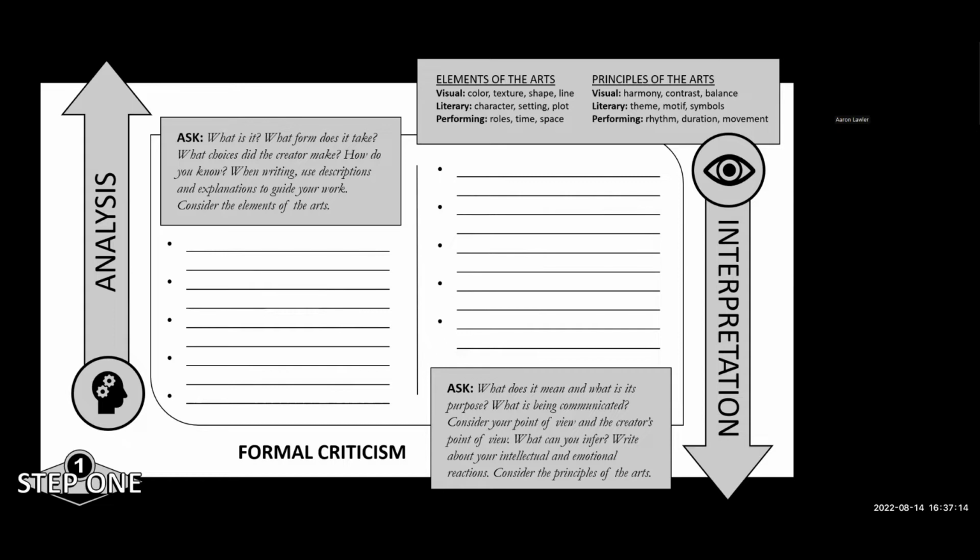And here you could consider the principles of the arts, right? So principles are things like harmony, contrast, and balance in terms of the visual, themes, motifs, and symbols in terms of literary, and rhythm, duration, and movement in terms of performing. Now, certainly there is some overlap here, right? Sometimes there are symbols embedded in the visual or performing. Sometimes there's movement, rhythm that can be captured in the way something's written or the way something's created. So certainly you can use from the other disciplines as well to help understand something.